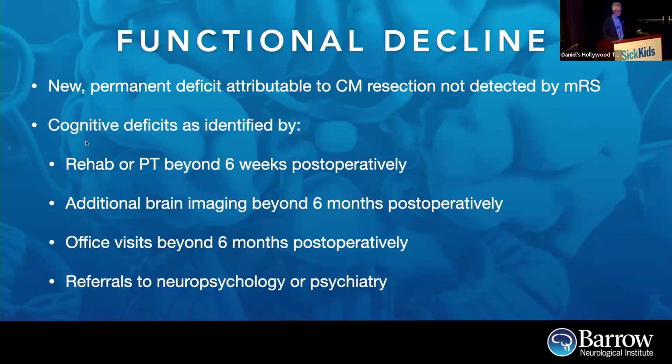So we look for these things. We look for whether or not they went to rehab beyond 6 weeks or physical therapy beyond 6 weeks, whether they needed additional brain imaging beyond 6 months, whether they had office visits beyond 6 months, and whether they had referrals to psychology or psychiatry. These were the retrospective signs that patients were suffering that might not show up in a modified Rankin score. And these were the things that were particularly of interest to us.